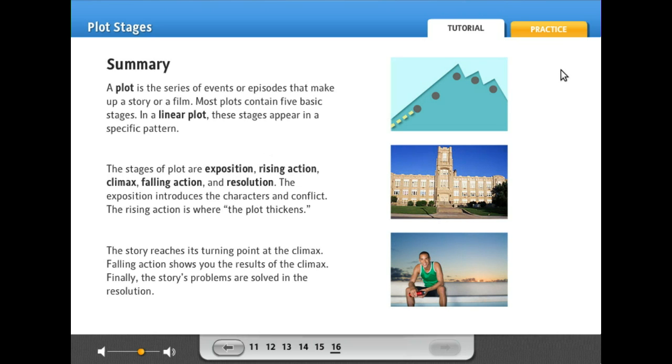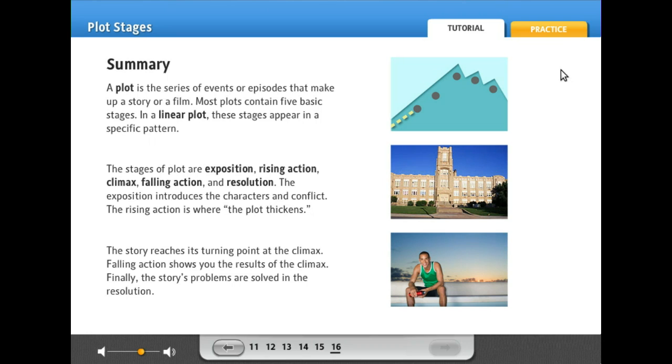A plot is the series of events or episodes that make up a story or a film. Most plots contain 5 basic stages. In a linear plot, these stages appear in a specific pattern. The stages of a plot are exposition, rising action, climax, falling action, and resolution.